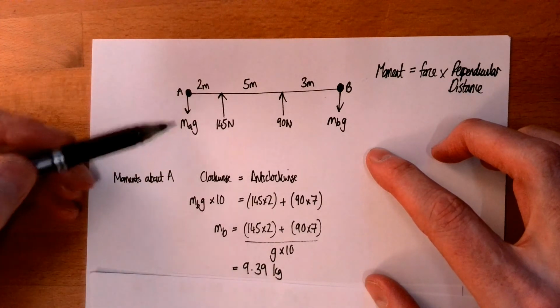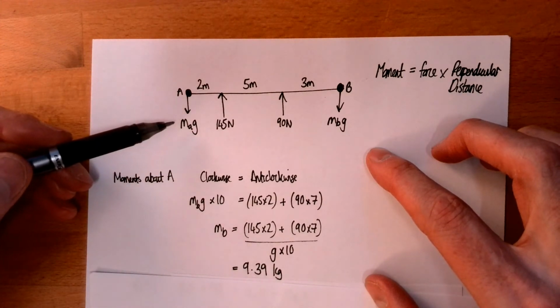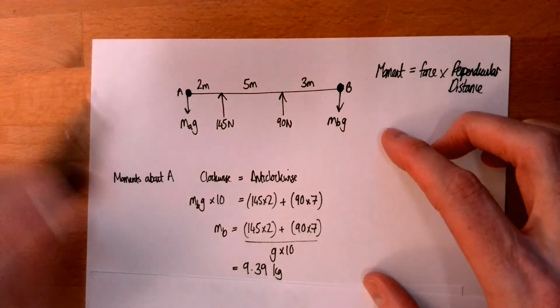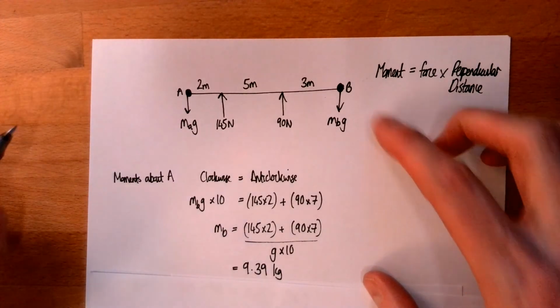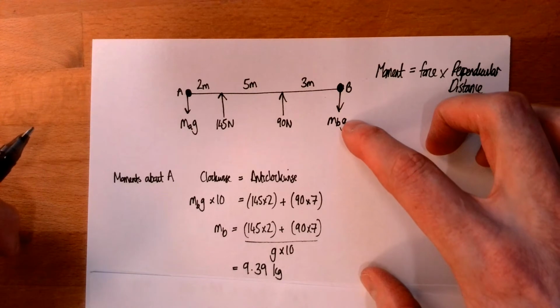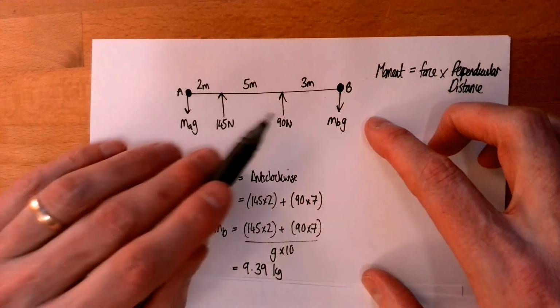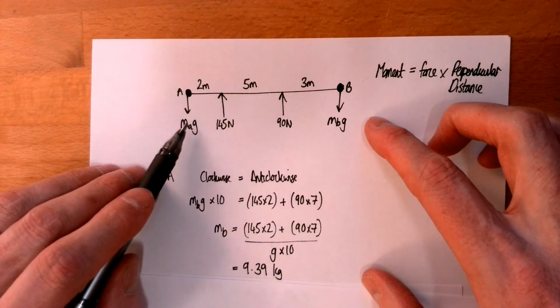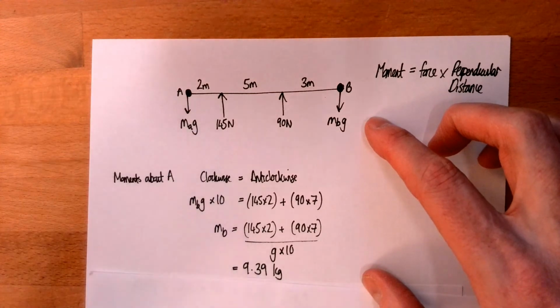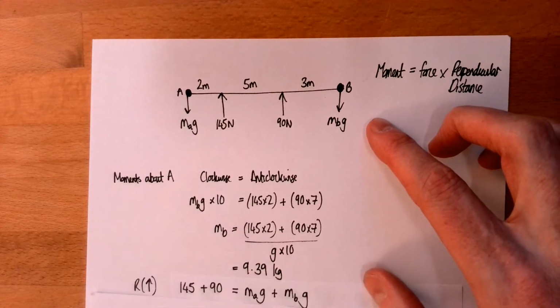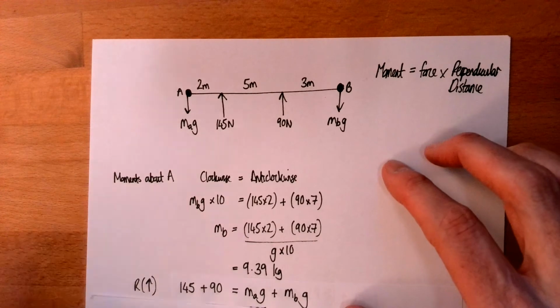Now, to work out this force, I could do exactly the same with moments about B, and I would get exactly the right answer. Taking moments about B, this force would have no effect, so you'd have these two acting clockwise and this one acting anti-clockwise. But there is a quicker way of doing it, because you can also resolve the forces.